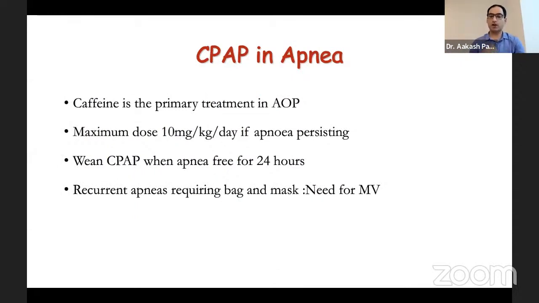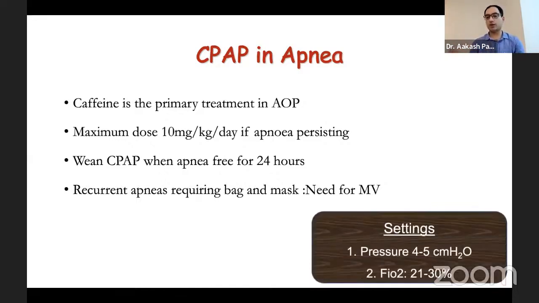these babies, and always let the baby be apnea free for at least 24 hours, and only then wean these babies from the CPAP. However, if a baby has recurrent apnea, especially those requiring bag and mask ventilation, despite giving adequate CPAP, then these are the candidates who will require mechanical ventilation.